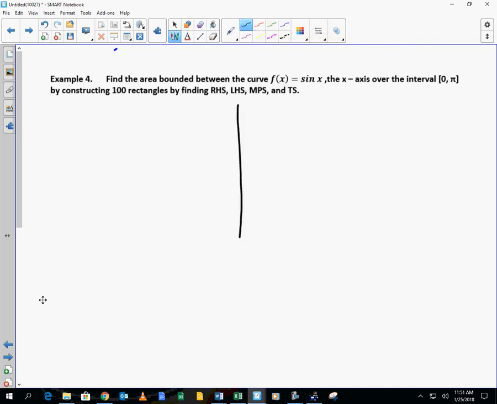Right, so I'm going to picture the graph here. What does the graph look like? It's a wave. What's the period? 2 pi. What's the amplitude? 1.